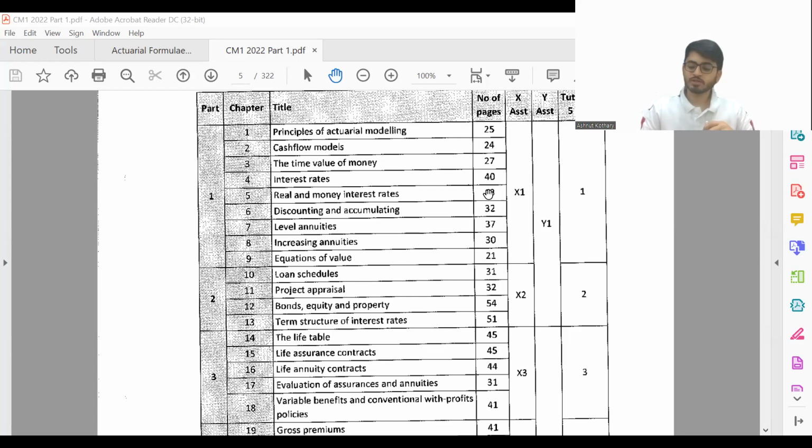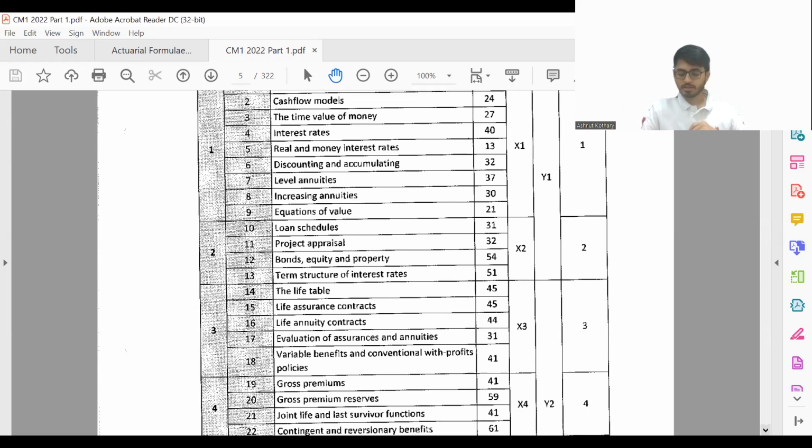Bonds, equity and property should take two long classes, or three classes of 2 hours each, which makes it 16, I guess. Term structure of interest rates should take two classes, which makes it 18. Life table, two classes. Life assurance contract could take two classes, or I could wrap it up in one as well. Life annuity contracts, again two classes. This makes it 20, 24. Chapter 17 will take one class, 25. Chapter 18 will take one class only.